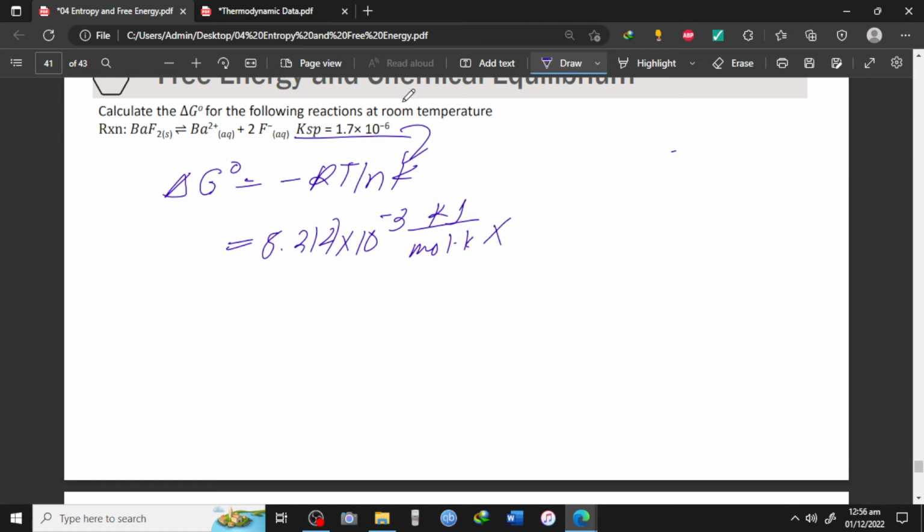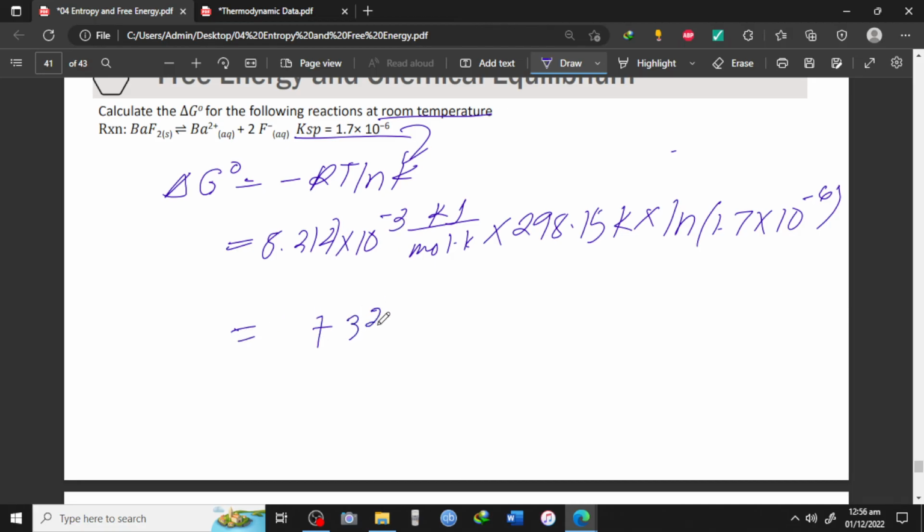Times, anong temperature natin? Room daw. So, 298.15 pa rin. Kelvin times ln ng KSP natin. So, that is 1.7 times 10 raised to negative 6. So, ang sagot dito ay negative tuloy. Ang sagot natin dyan ay positive pa rin. So, this is positive 32.93 kilojoule per mole. Okay, box lang natin para alam niyo yung final answer.